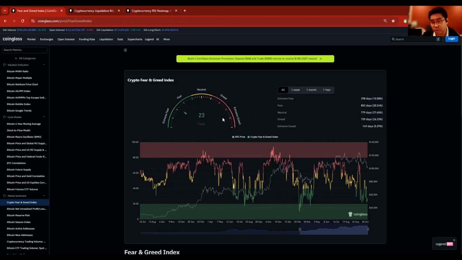When we reach extreme greed, that tells you that maybe it's a good time to ape into a short. Greed, and if you're short, maybe it's a good time to DCA. Neutral is just wait and see what the market does. Do not do anything, just wait and see.